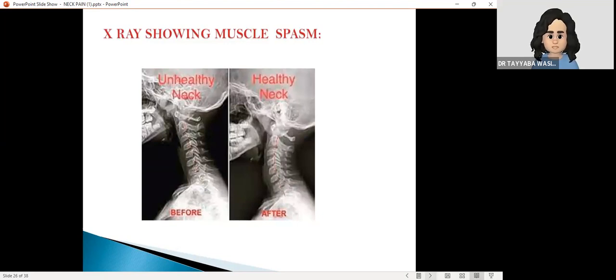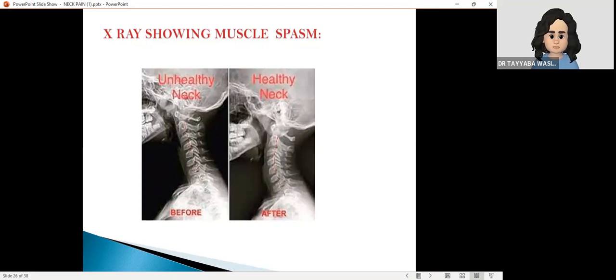Okay, this is the X-ray showing one unhealthy neck and the other a healthy neck. From the unhealthy neck we can see the curvature of the cervical spine is lost. Normally the curvature of the cervical spine is C-shaped, that is, an anterior lordosis. When this anterior lordosis is lost, it can be because of muscle spasm, as a result of which the patient usually presents with pain.